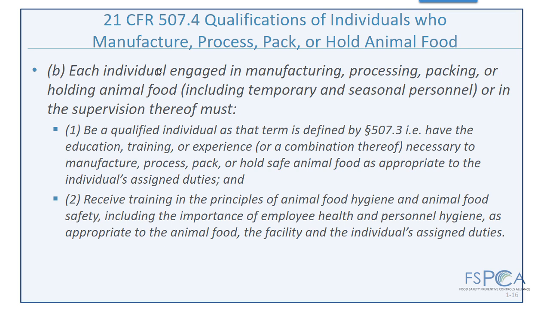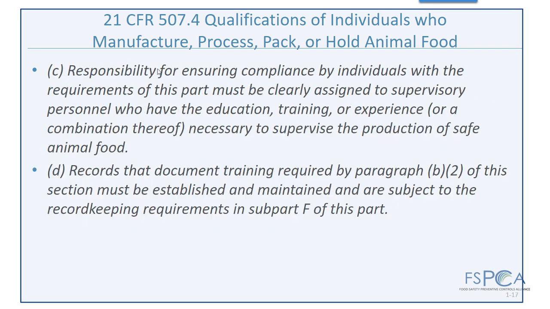Each individual manufacturing, processing, packing, or holding animal food has to be qualified to do their job, and they have to receive that animal food hygiene training. And what we're going to see a little bit later is that you have to keep records of that animal food hygiene training on hand for a couple of years. That's going to be one of the few records that we absolutely have to do. But every facility will need to do it if they're required to be in compliance with Part 507.